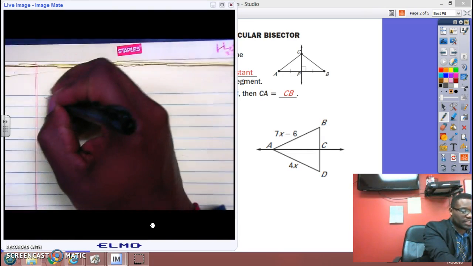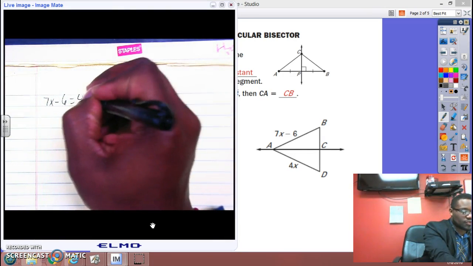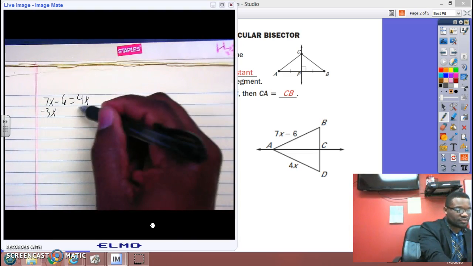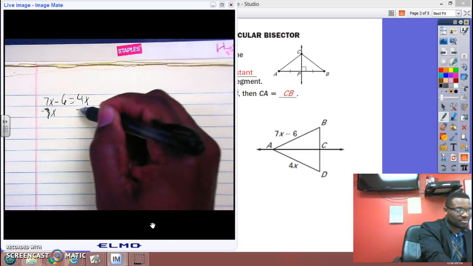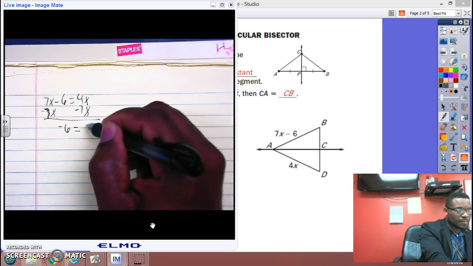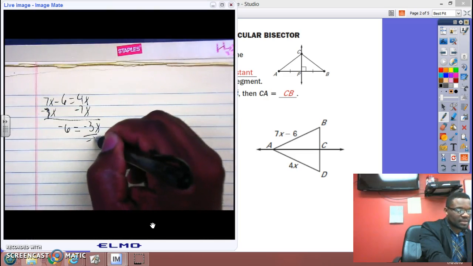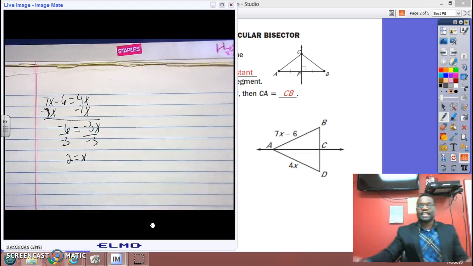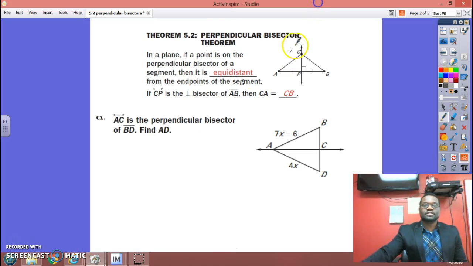So that's what I would do: 7x minus 6 equals 4x, and solve. Subtracting 7x from both sides, you get negative 6 equals negative 3x. Divide by negative 3 and x equals 2. That's not your answer. That's just telling you what x is. So if I put 2 in right here, then AD would be 8. I'm doing that with the mouse, so if it sucks, oh well.